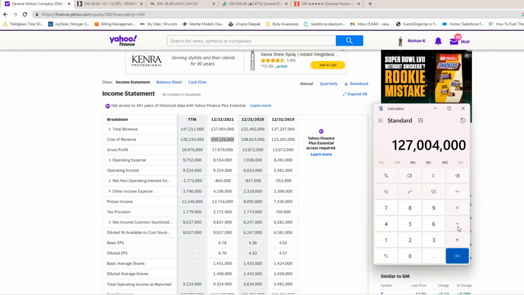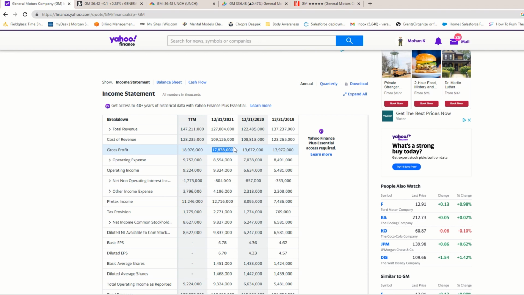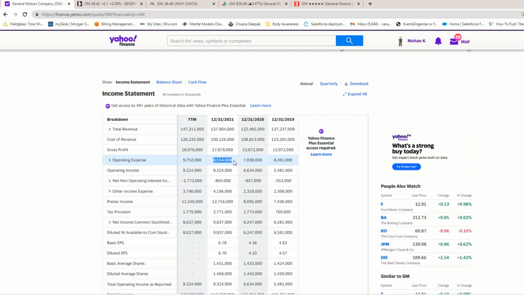I'm going to minus the cost of revenue from the total revenue, and it's 17878. So this is the third line here, the gross profit. If you see the gross profit, which is $17.878 billion. And then let's minus this. There is an expense. Let's minus an expense of $8.5 billion from here.